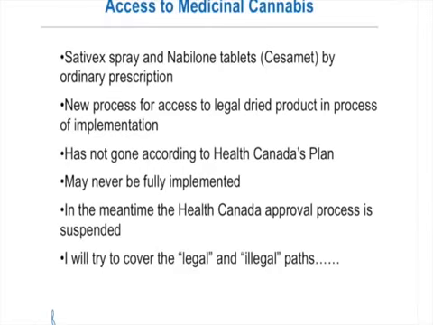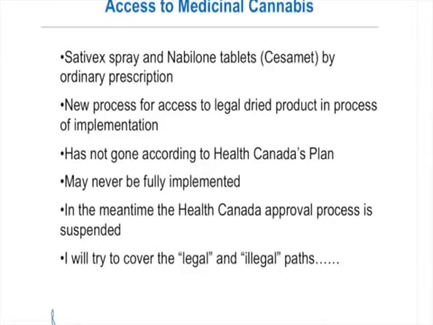The new process for access to the legal dried product, which is the flowers, is in the process of implementation, and this is the beginning of June, end of May. We need to review this in the next few months, because I anticipate that if I was giving this talk in 6 months or a year's time, I may have a whole lot of different information about what the actual process is. The process for implementation really has not gone according to Health Canada's plan. In fact, there has been a legal challenge to the plan, and it may never be fully implemented.